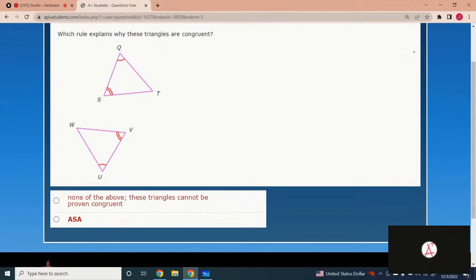Got it? These triangles cannot be proven congruent because just two of the angles are congruent. You're not given congruent sides. Got it? So these triangles cannot be proven congruent. Got it?